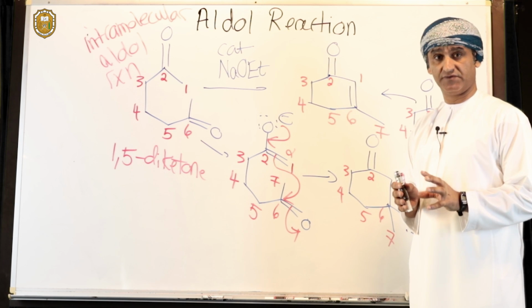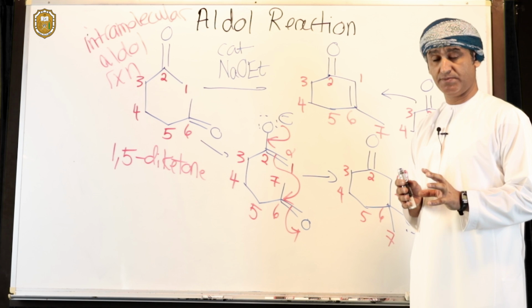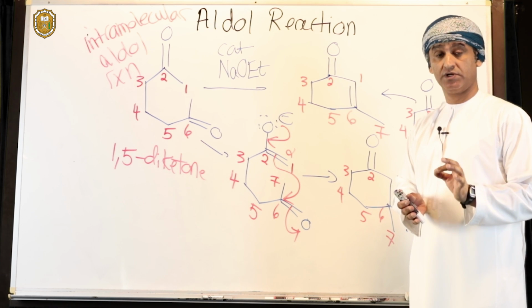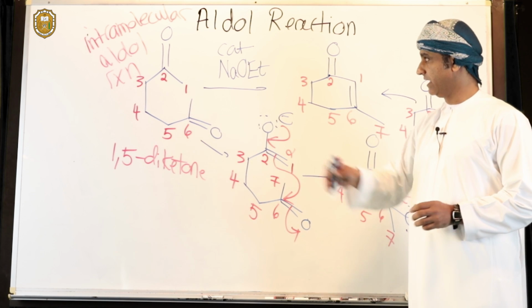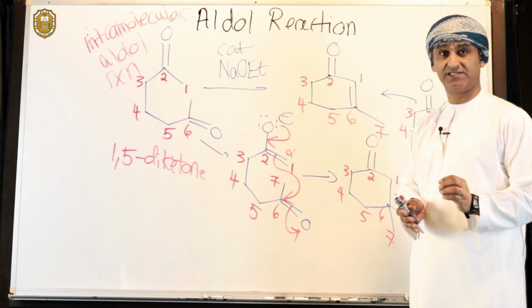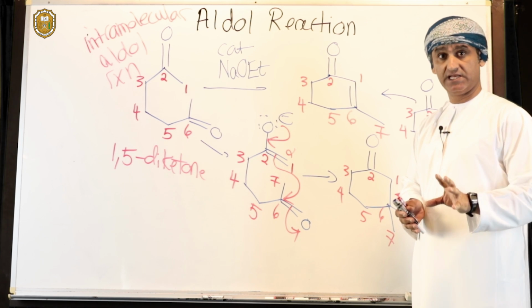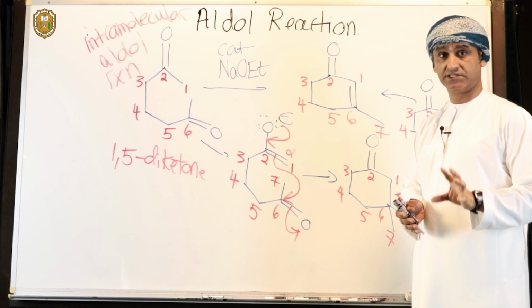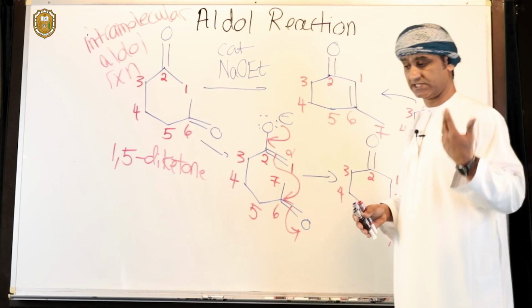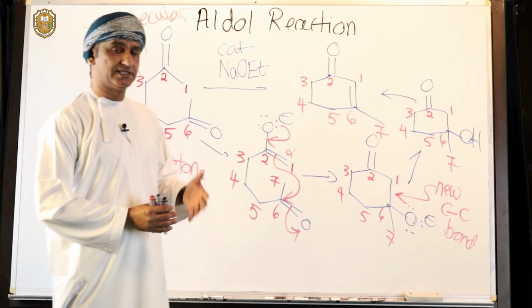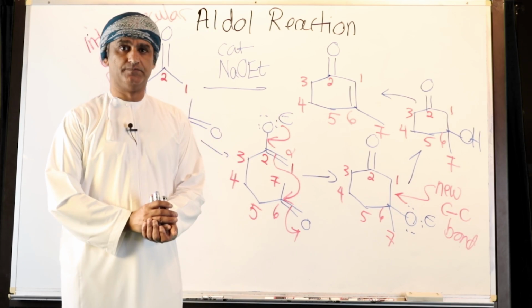So in summary of this topic, an intramolecular aldol reaction is also possible if a 1,5-diketone is treated with catalytic base. The product here is still an enone, but of a ring size of 6. It's cyclohexenone. Obviously, it's an alpha, beta-unsaturated carbonyl compound, a typical product of the aldol reaction.